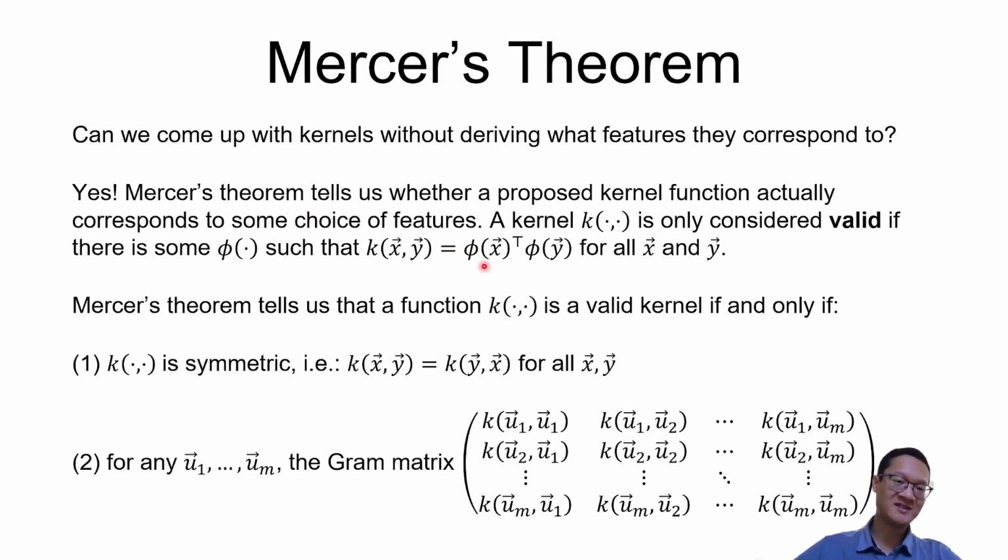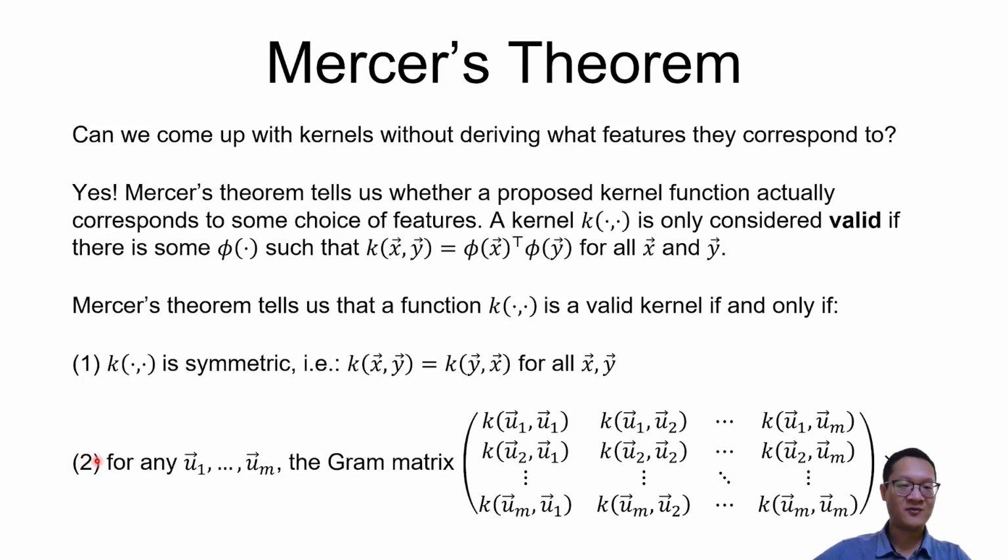So here's the theorem. It says that a kernel function is valid, meaning that it does correspond to a certain feature, if and only if, one, k is symmetric. This one is kind of obvious, right? When you swap the data points, the similarity between them should remain the same. So k of x, y should be equal to k of y, x for all x, y.